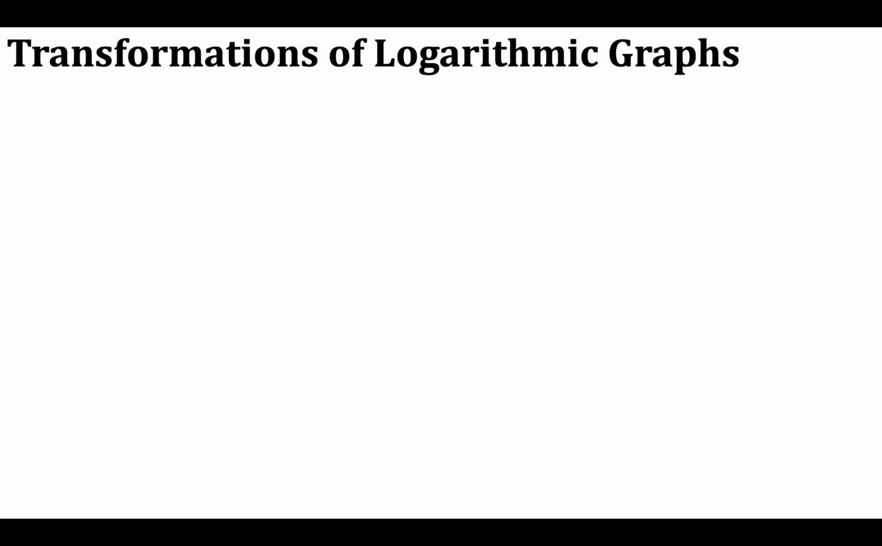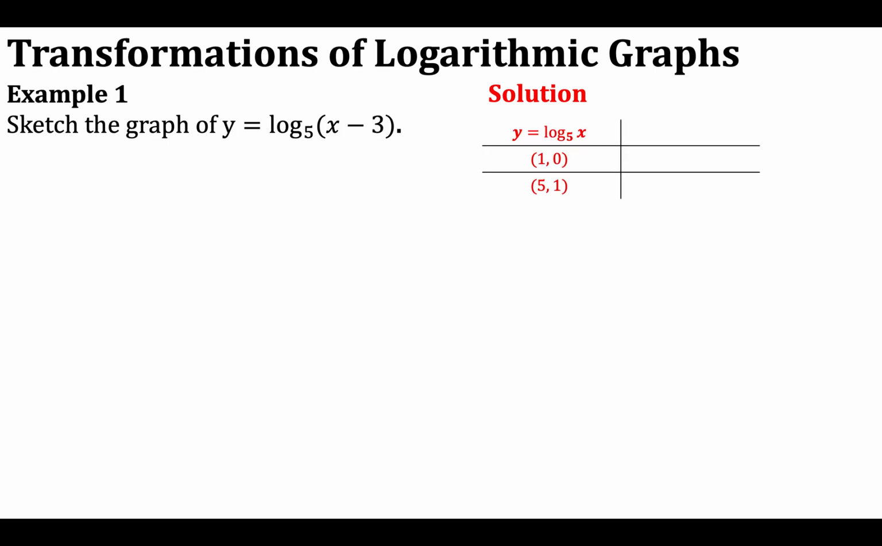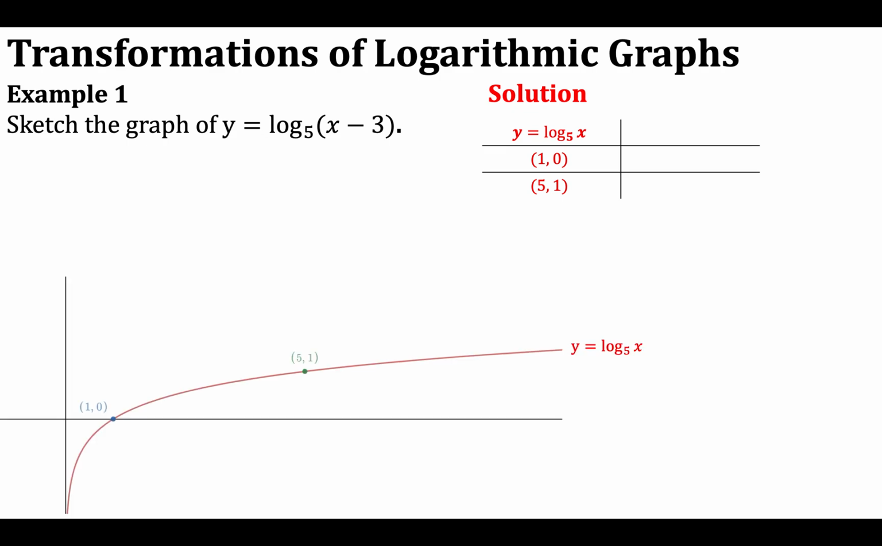So we'll go on with an example here. We want to sketch the graph of y equals log to the base 5 of x minus 3. So we can see firstly, before any transformation took place, that we had the graph of y equals log to the base 5 of x. So we would start with that. And we know that 2 points on the graph of y equals log to the base 5 of x are (1, 0) and (5, 1). You can see those pointed out here, and I've recorded those in my table here.